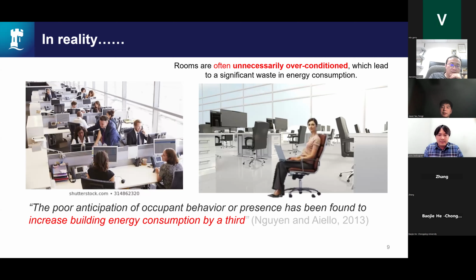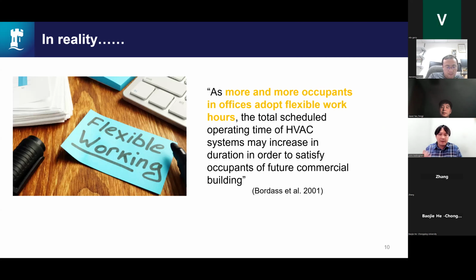This is even worsened by flexible working, especially after the pandemic. We have a lot of spaces following flexible working. We have a lot of staff who are not in the offices at certain times of the day, and this is causing a lot of issues in terms of how we run our energy system, or cool or ventilate these spaces.